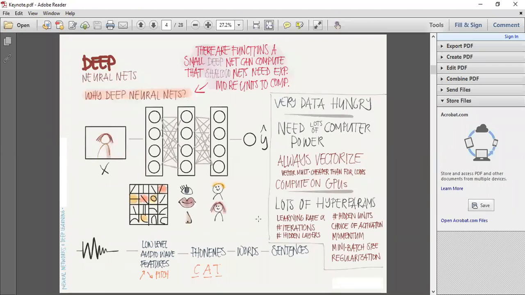Fine. Then the next thing about deep neural networks is the hyperparameters. So people made some confusion between parameters and hyperparameters.